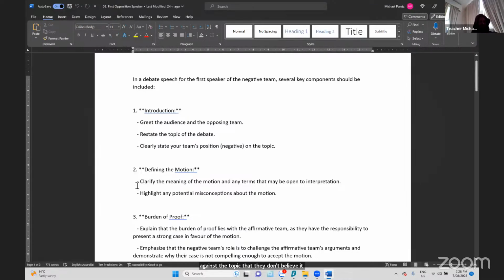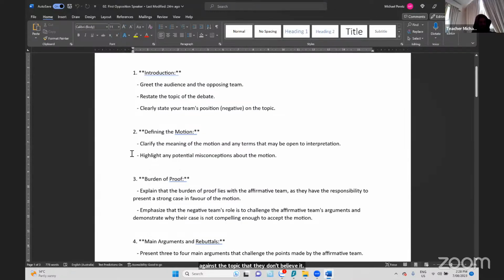Next, when it comes to defining the motion, we need to clarify the meaning of the motion and any terms that may be open to interpretation. That's one of the good things about having a debate: with your two different sides of the argument, you can actually argue two completely different points to try to disprove the other team.